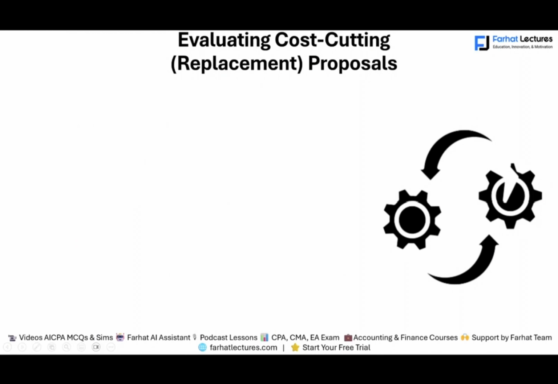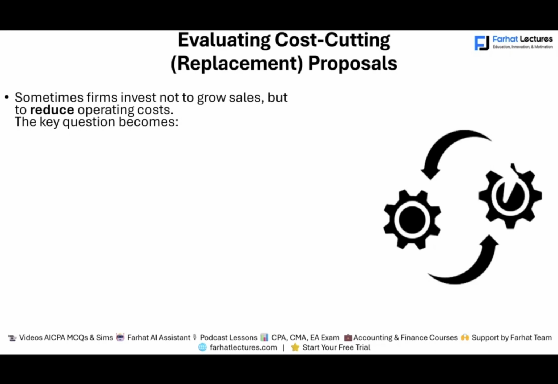The first case will be evaluating cost-cutting proposals, which is basically replacing an old asset with a new one. Because sometimes what we do is we make an investment not to grow sales, but to reduce operating cost. If we reduce operating cost, that's basically more revenue for us, more income for us. So simply put, we have to answer, does the cost saving justify the investment? If it does, then that's good. Then we'll undertake it. It's as if this investment is increasing our revenue.